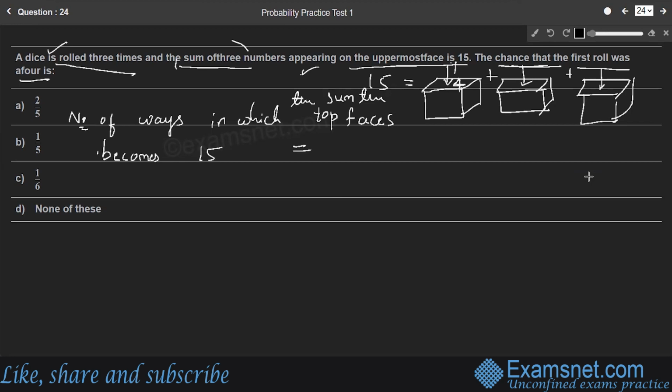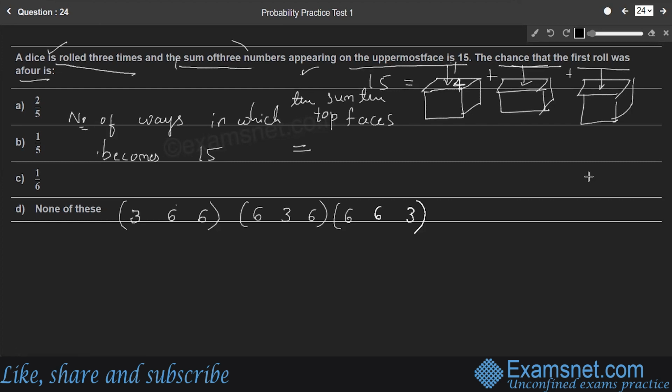15 is equal to, so we'll consider the numbers from 3, right? If the first top face is 3 and the second top face is 6 and the next top face is also 6, the sum becomes 6 plus 6, 12 plus 3, 15. Therefore, 3, 6, 6 is one of the sets. And we'll just rearrange these. 6, 3, 6 is also one of the sets. Then 6, 6, 3 is also one of the sets.